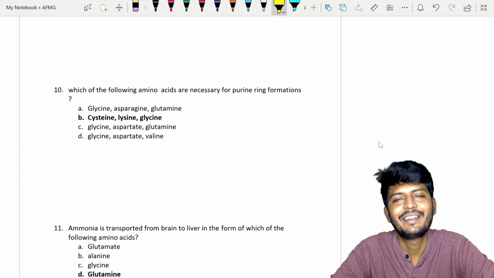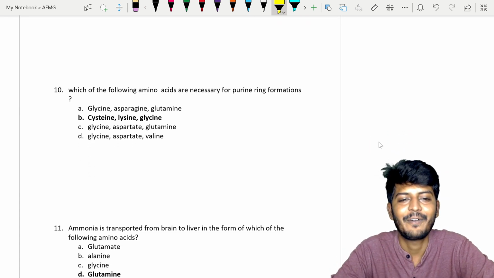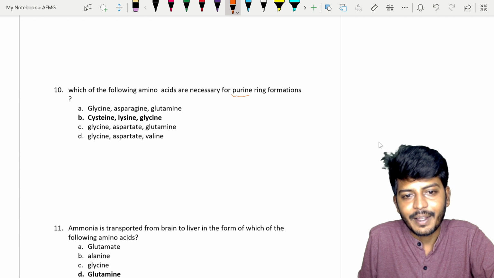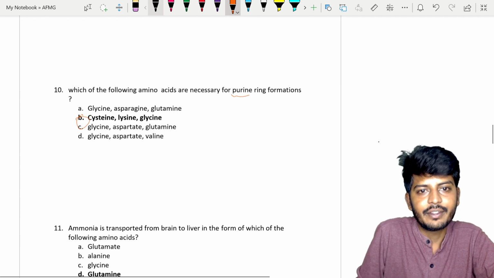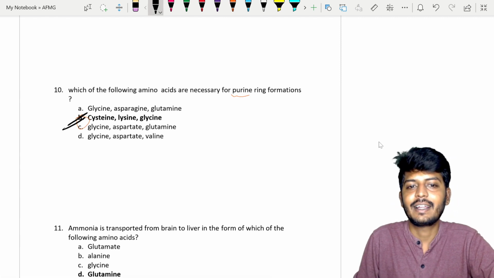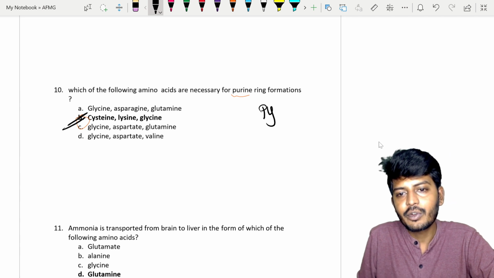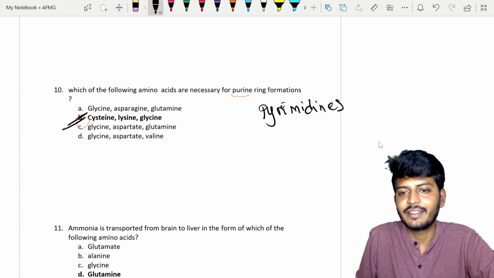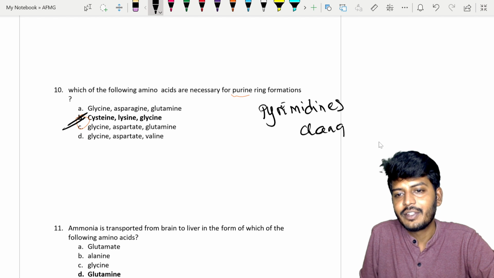Which of the amino acids are responsible for purine ring formation? Go check your notes. Very good. Aspartate, glutamine, and glycine. Remember, for purine synthesis, it is your second option, B. And if the same question is given for pyrimidines, the only thing which is going to change is glycine.